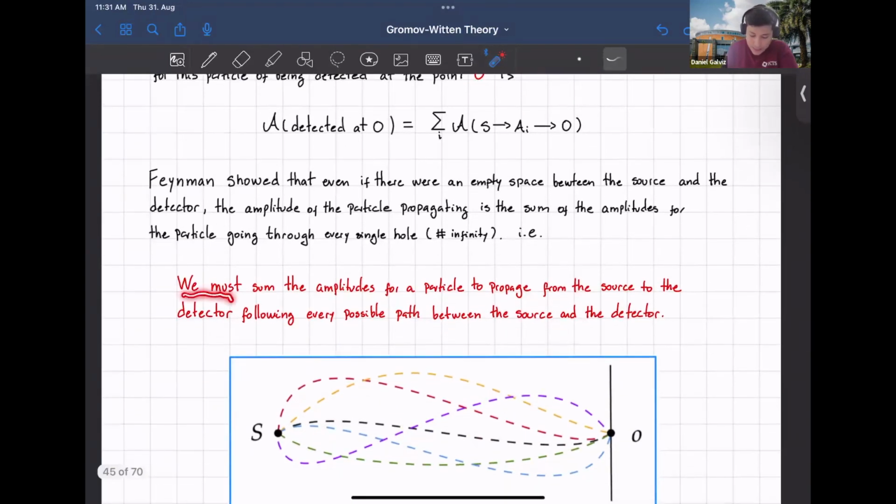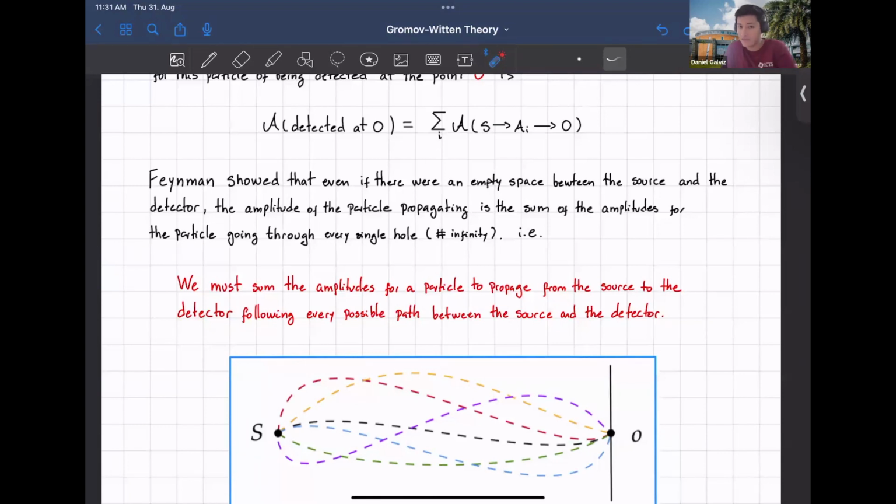So his idea is, if we want to recover this, then we must sum the amplitudes for a particle to propagate from the source to the detector following every single path. And this is the important part of the path integral formalism, because it has the information of every single path, and we are interested in counting these paths.